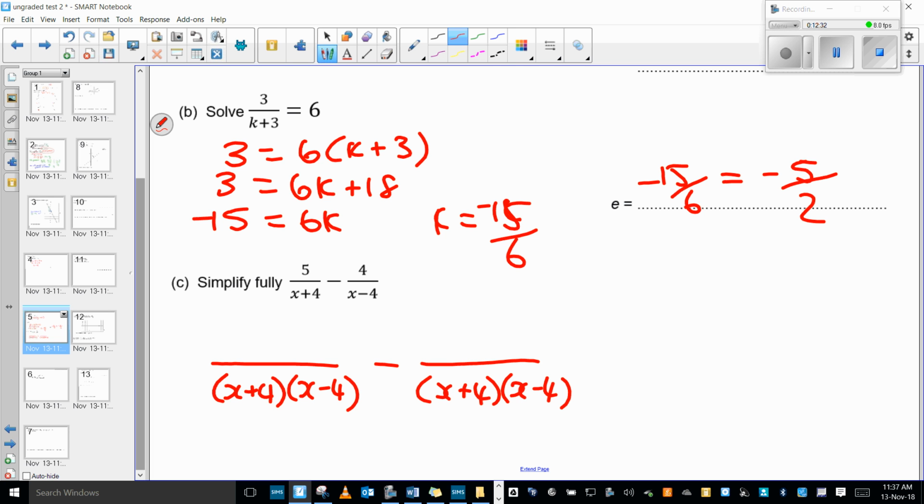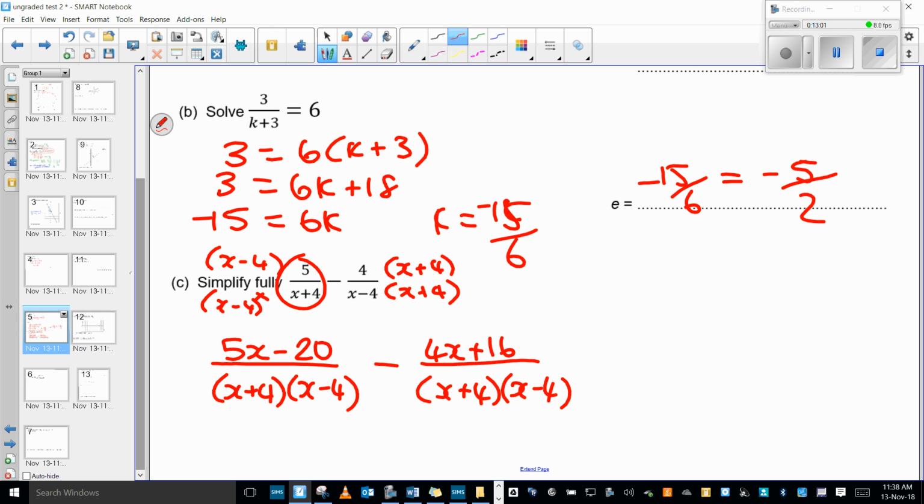So what did I have to do to this fraction? I had to multiply by x minus 4. So I have to do the same to the top. So on my numerator, what do I get? 5 bracket x minus 4. Oh yes, I'm going to expand it. Subtract 20, yes. And then what do I have to do to this one? I have to multiply by x plus 4. So I'm going to have 4x plus 16.